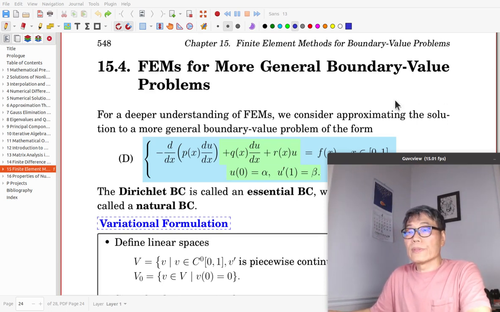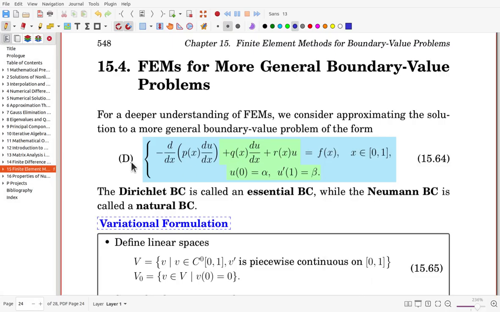In order to understand the FEMs more deeply in this section, we consider approximating the solution to a more general boundary value problem in this form. From the earlier one, we have extra terms, here the first-derivative term and also the function value term. And for now, the equation is defined over the interval from 0 to 1.